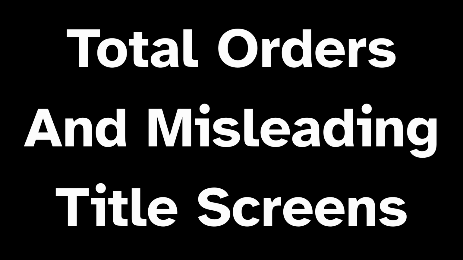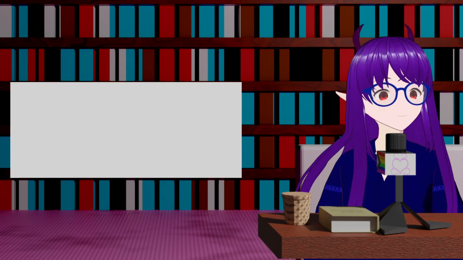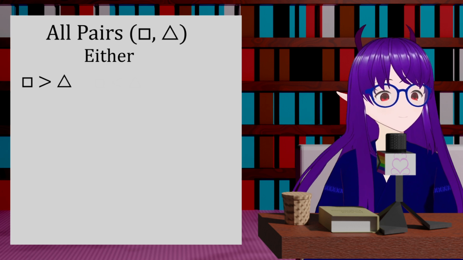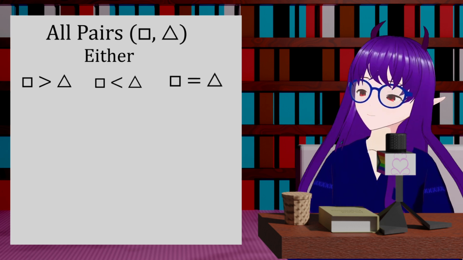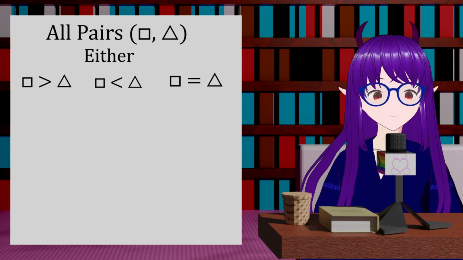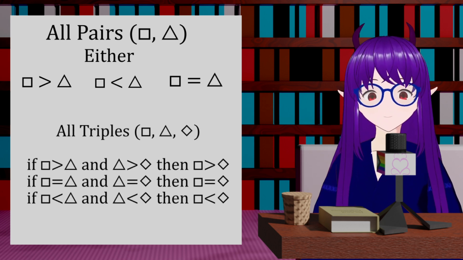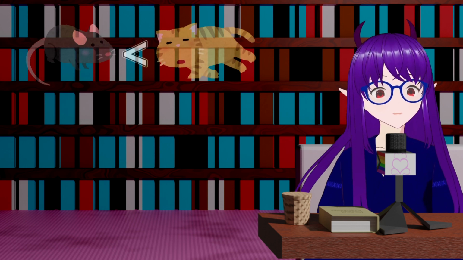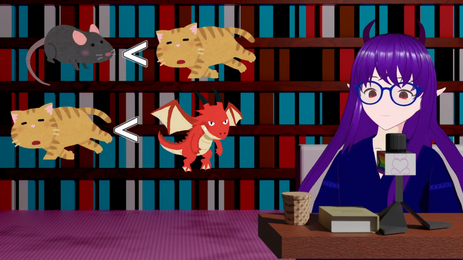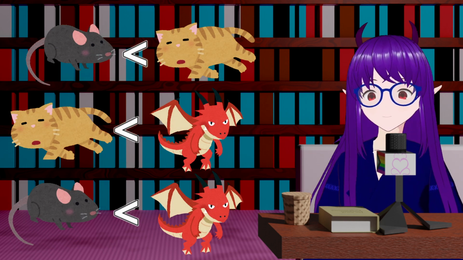Before we talk about partial orders, perhaps we should introduce you to their more common partner, a total order. In a total order, every element is either greater than, smaller than, or equal to every other element, and the ordering is transitive in the way you expect. So if mice are less than cats, and cats are less than dragons, then mice are less than dragons.